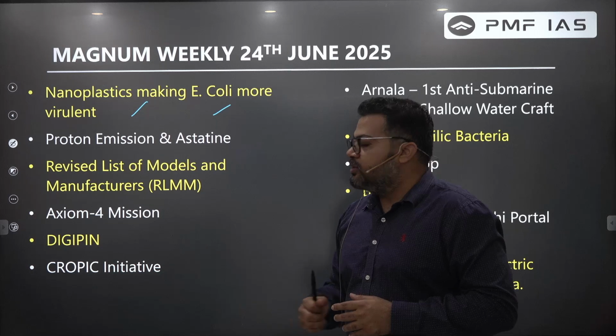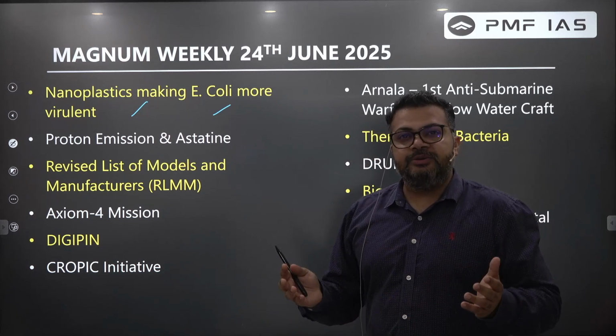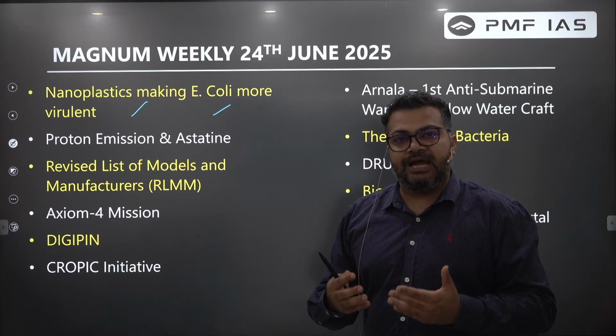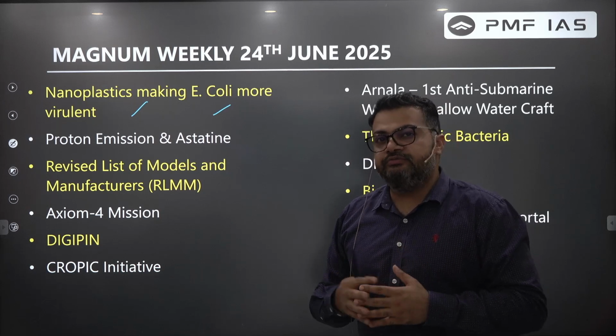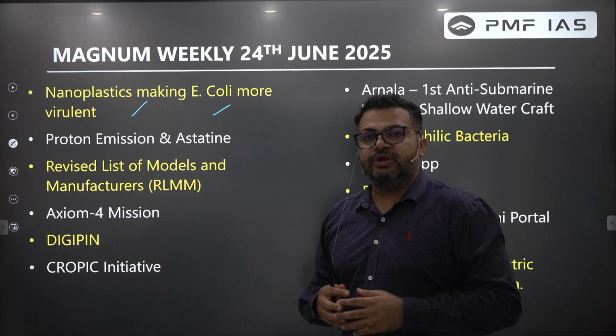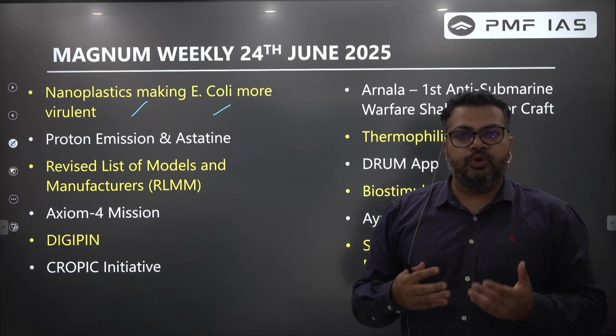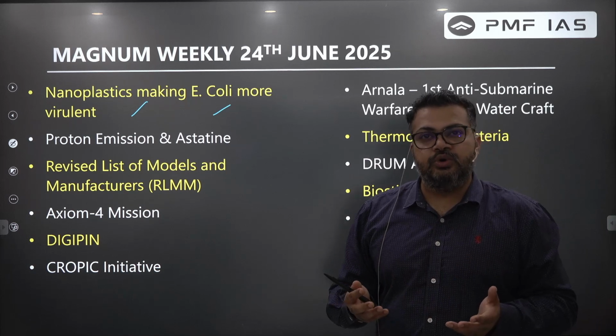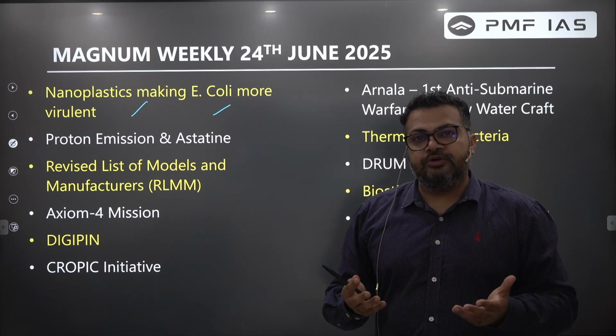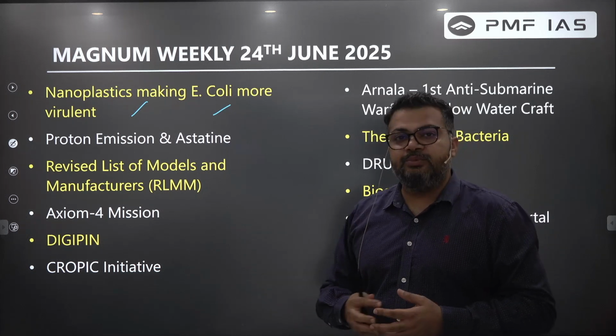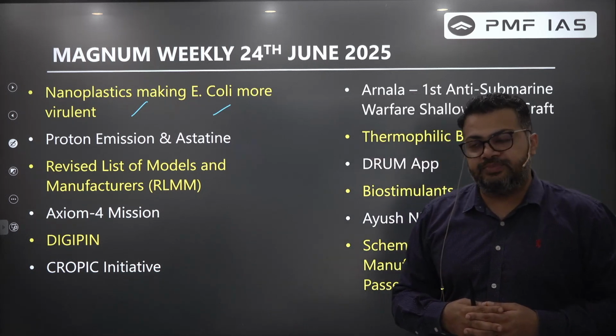Then we'll talk about the Axiom 4. After multiple delays, Axiom 4 is planned to be launched on 25th of June. So today, if we talk about Axiom 4, what is its objective, you'll be able to understand more when the news starts coming up from tomorrow on Axiom 4. I hope all of you know that this is the second time when India is sending its astronaut in space.